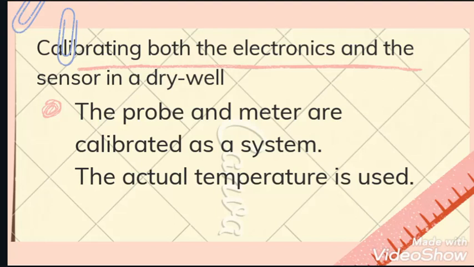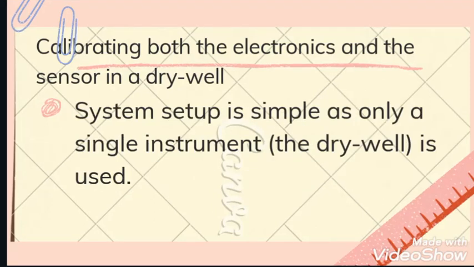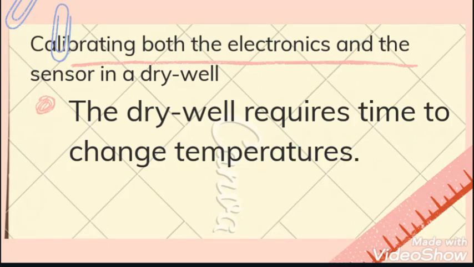The actual temperature is used. In this, we use an actual temperature. We will give a temperature through the dry well. Calibrating both the electronics and the sensor in a dry well. In this system, setup is simple as only a single instrument, the dry well, is used. This system is also simple.